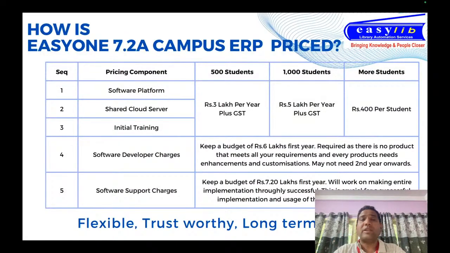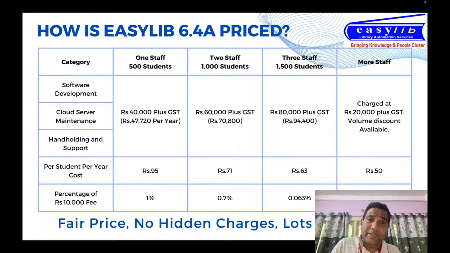There is one additional thing that you have got to factor in when you get Easylib 7.2a, that is the cost of a software developer. The reason is there is no software that I have seen that meets all your requirements, especially in the campus ERP. In the library segment, it has taken about 20 years to write a software which will more or less meet your basic requirements. So the number of changes are very less. So we are able to easily tell this is the price.